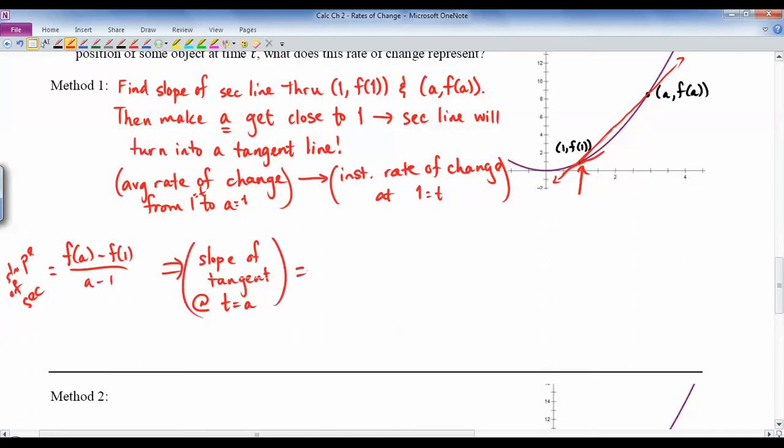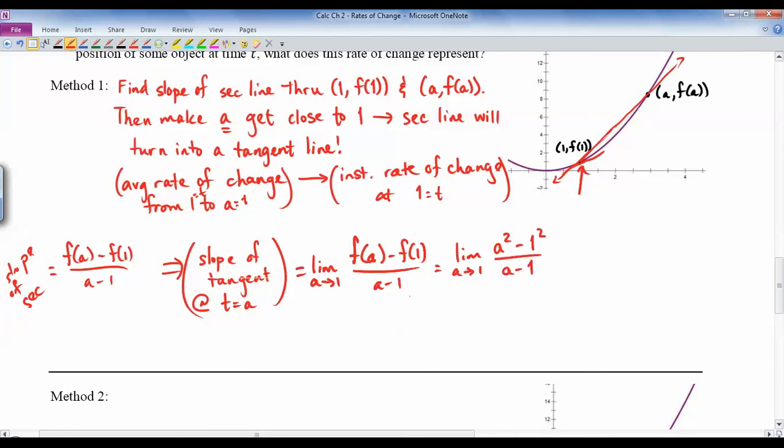That is going to be the same exact thing, f of a minus f of 1 all over a minus 1, except that I'm going to make a get closer and closer to 1 to force that secant line to turn into a tangent line. So let's figure out what that is. That's going to be the limit as a goes to 1 of, now f of x is x squared, so this is a squared minus 1 squared over a minus 1.